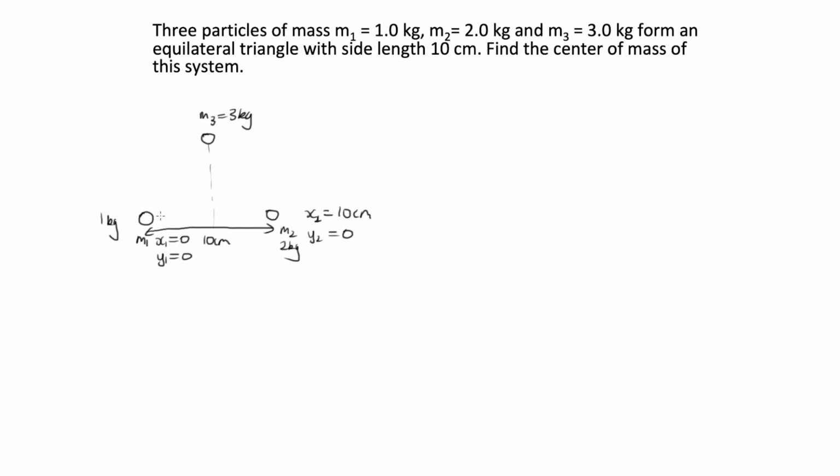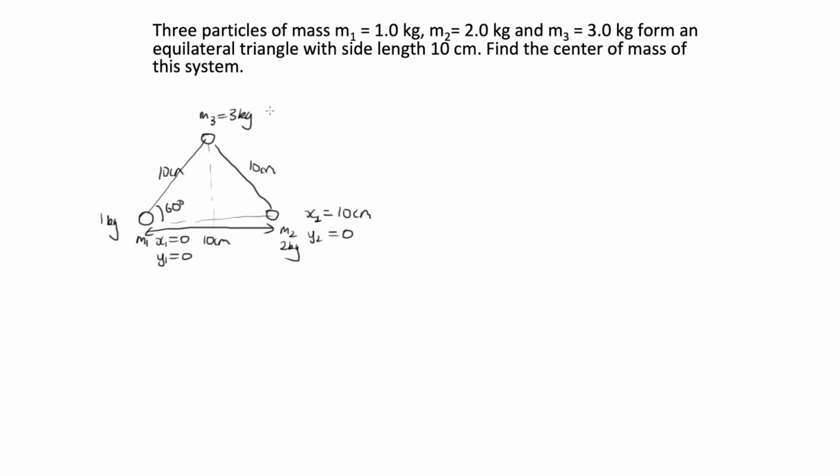It's up here. We'll be able to calculate this height, and we'll have to do that soon. We know this length here is 10 centimeters. This length here is 10 centimeters because it's an equilateral triangle. And we've got 60 degrees here because all the angles in an equilateral triangle are 60 degrees. So hopefully you can see that M3 has to be above the midpoint between M1 and M2.